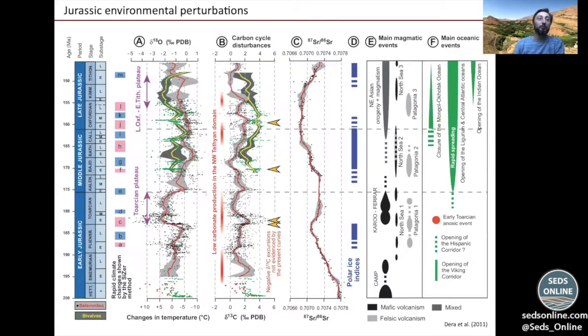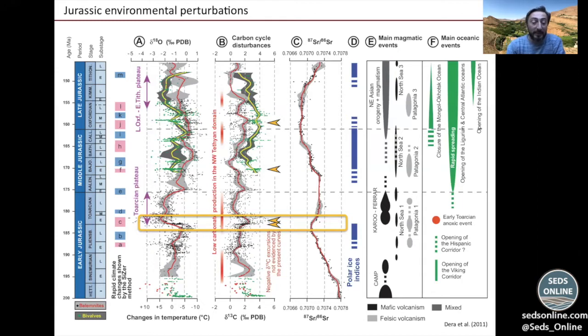So today I would like to bring you to the Jurassic, and to be more specific, to the late Early Jurassic. It's the Pliensbachian-Toarcian transition, which occurred around 184 million years ago.